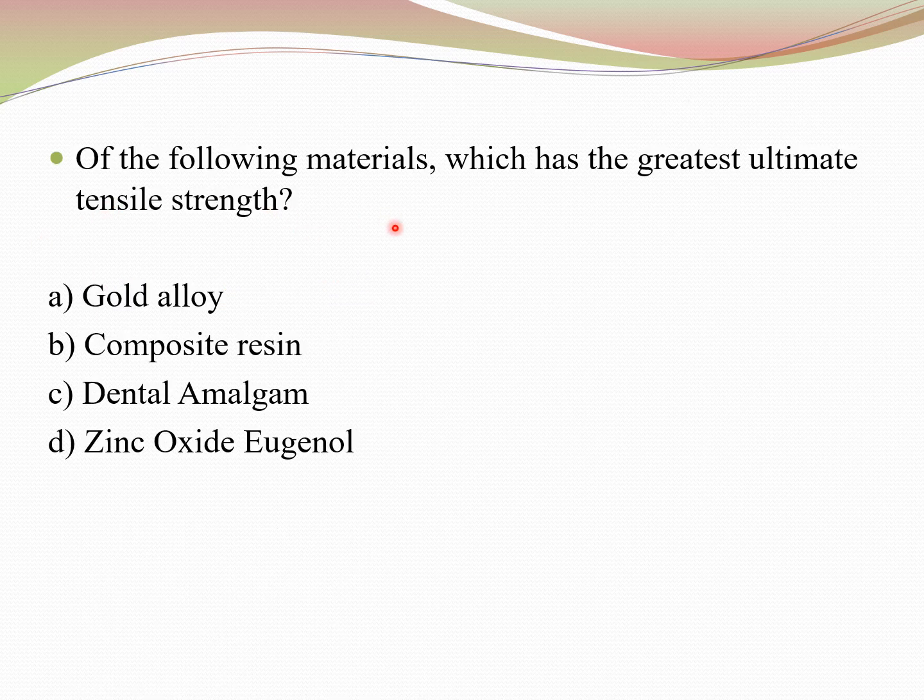Of the following materials, which has the greatest ultimate tensile strength? Gold, composite, dental amalgam, or zinc oxide eugenol. Think of those all together. Which one is it? We've got gold, composite, amalgam, or ZOE.